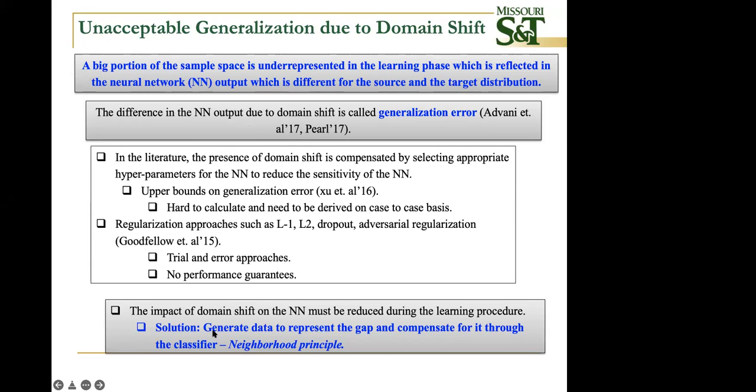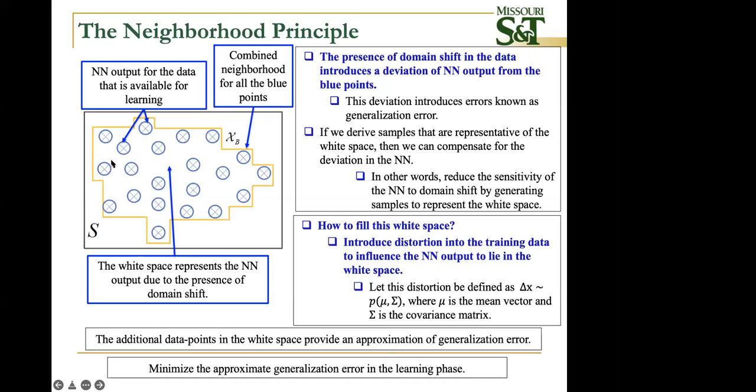Okay, so the solution is to generate data to represent the gap and compensate for it through what we call the neighborhood principle. So basically what it means is, here is, let's say, the entire sample space. You're using these blue circles as the only available data, and these white spaces are the ones that we call the neighborhood. Basically we don't have data in these and we are not going to use them for training, and they can create a lot of problems. Because of that, if there's noise, that data point will come in the white space, and that's going to create a large amount of error.